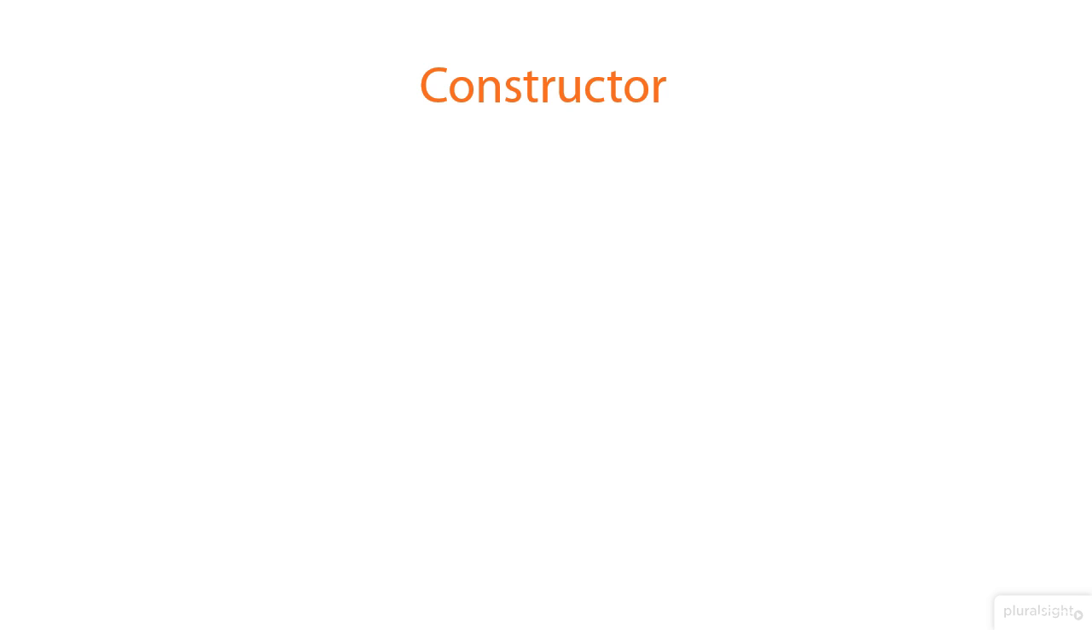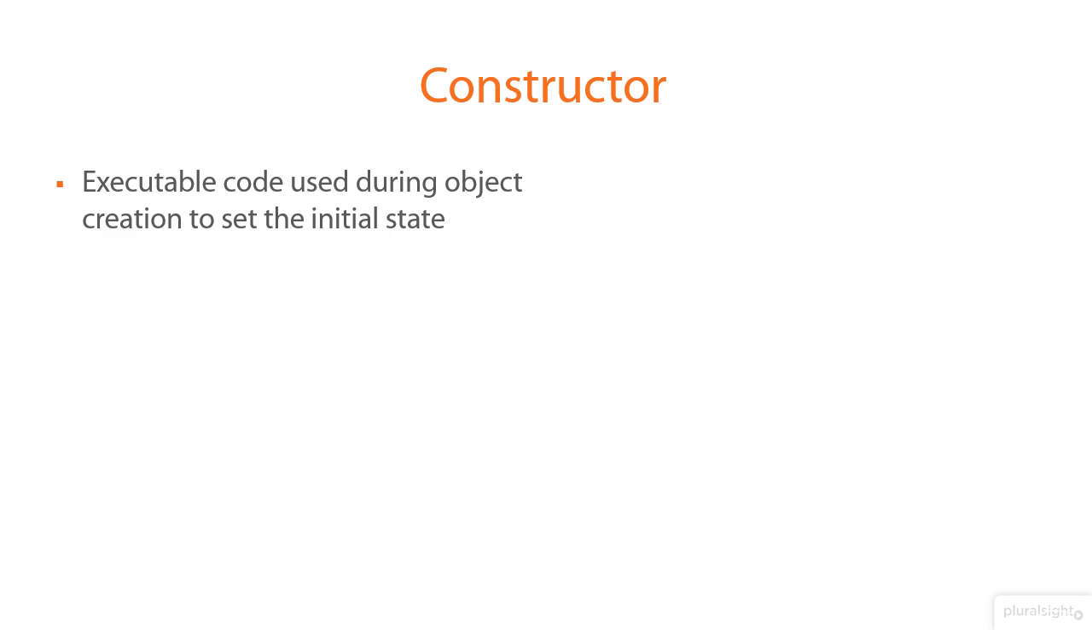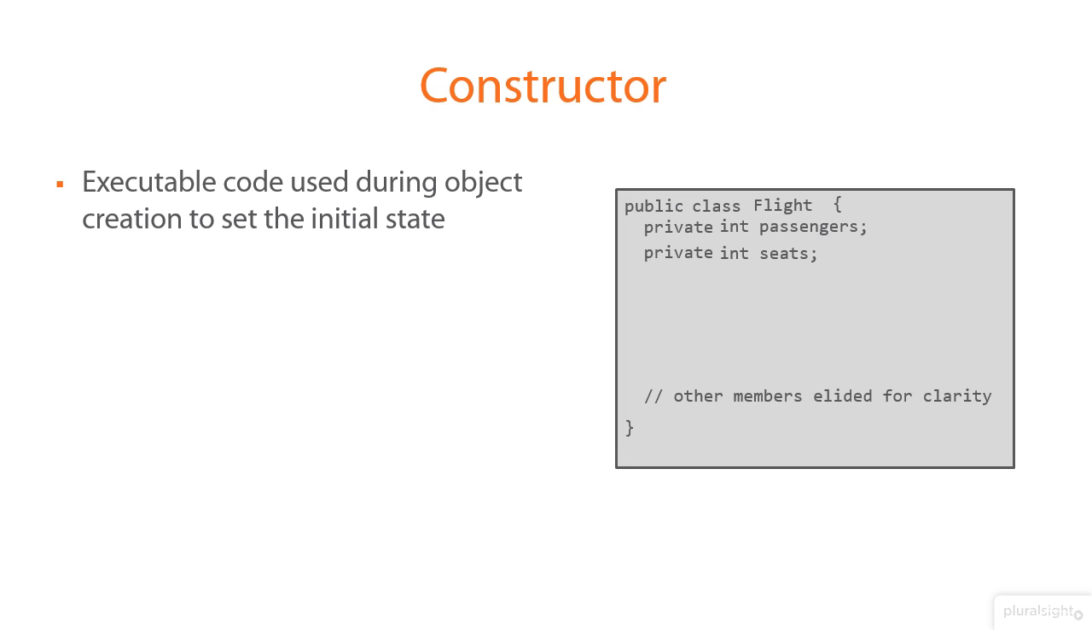We talked about constructors briefly in the last module, and from that we know that a constructor is executable code that's used during the creation of our object to set up that initial state. Remember that we worked with our flight class in the last module, right? And we saw that that flight class had a constructor in it.